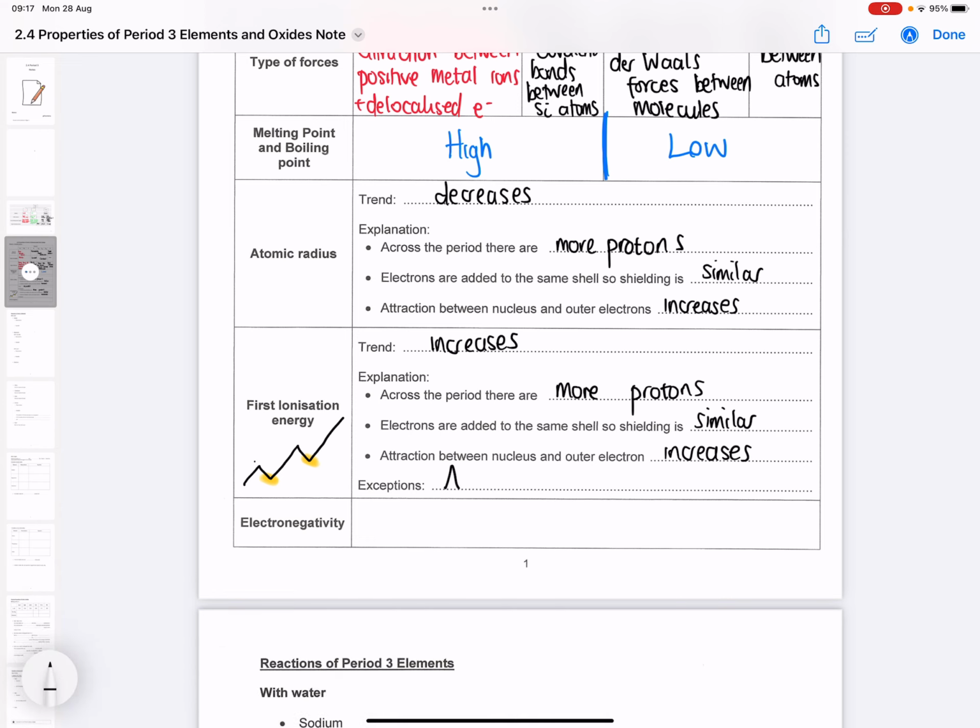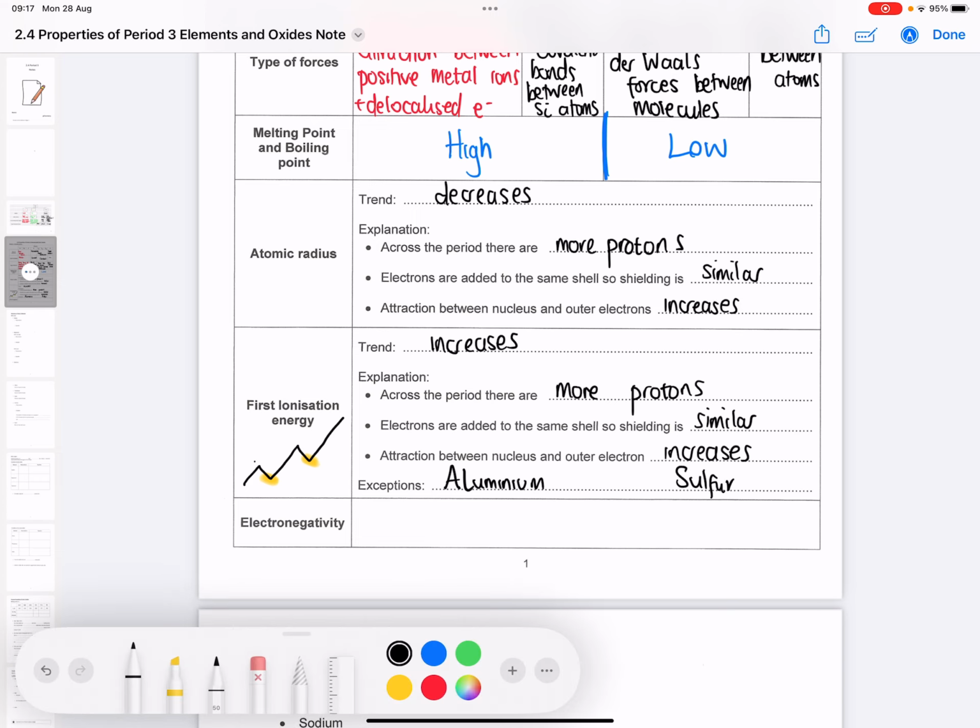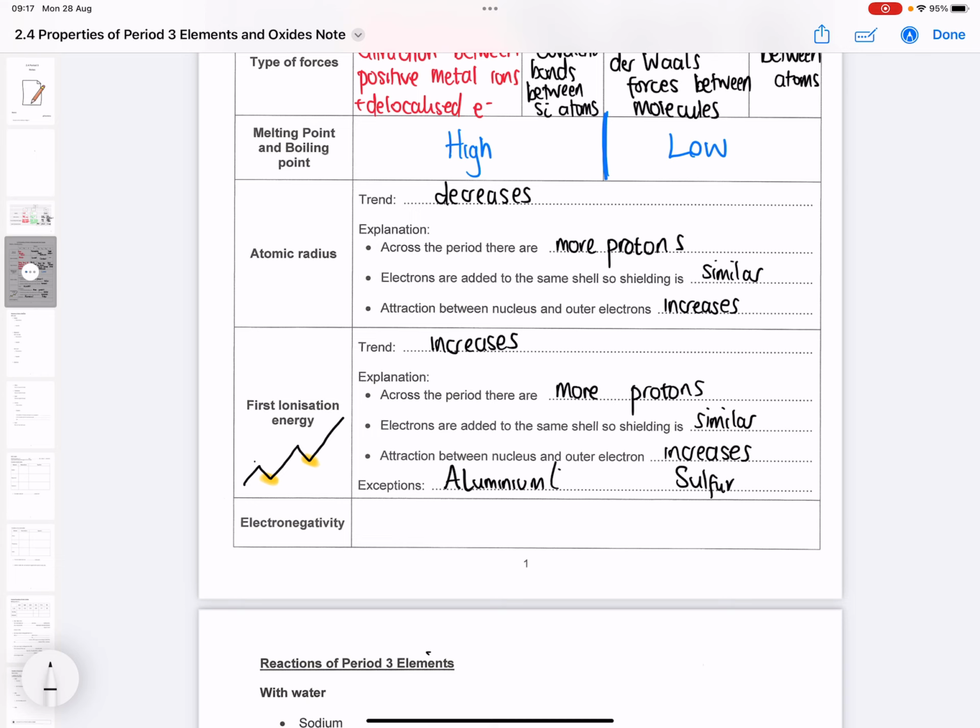That first exception in period 3 would be aluminium, and our second exception in period 3 would be for sulfur. So why have we got these exceptions? So our first one, it's a new subshell, higher in energy. If you think about the electron configuration, we're going 3p1 for aluminium, whereas magnesium before it was 3s2. And the aluminium's outer electron is in a new subshell, it's higher in energy.